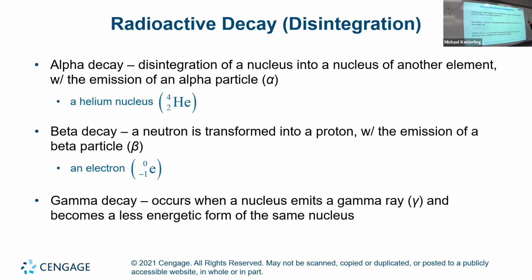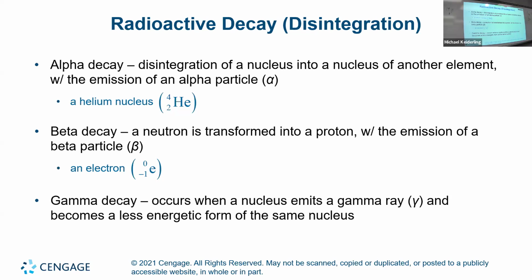Alpha decay is when a nucleus disintegrates into a nucleus of another element by emitting an alpha particle. It goes, I am too big, I am going to spit off a lump of my nucleus to fly out into the universe. An alpha particle is a helium nucleus. It's 2 protons and 2 neutrons.